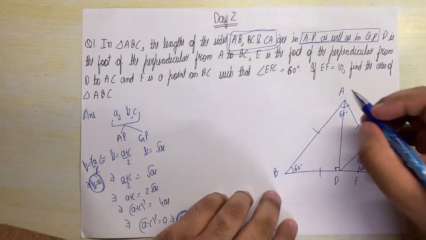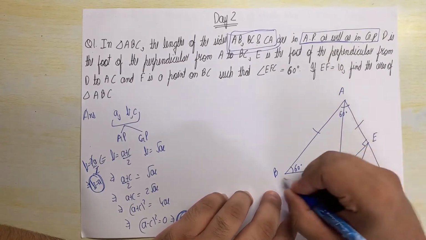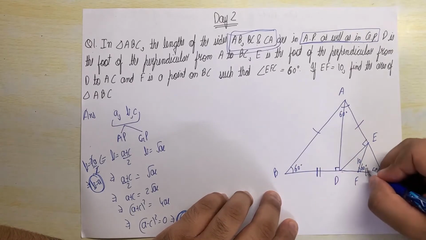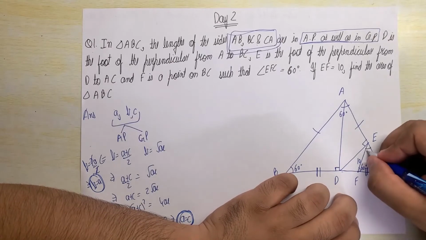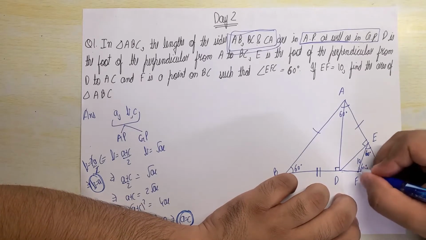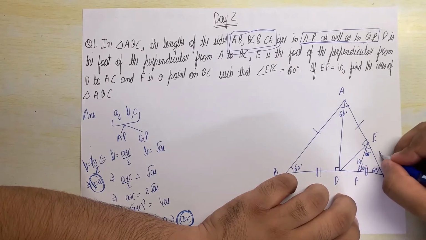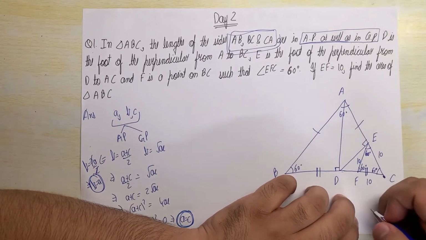Next important thing would be, since this is equilateral and this is a perpendicular, this length BD would be equal to length DC, correct? Now this is 60, this is 60, so this would also be 60. Since all the angles are 60, this would also be an equilateral triangle. So 10, 10 and 10. EF equal to FC equal to EC equal to 10 centimeters, correct?